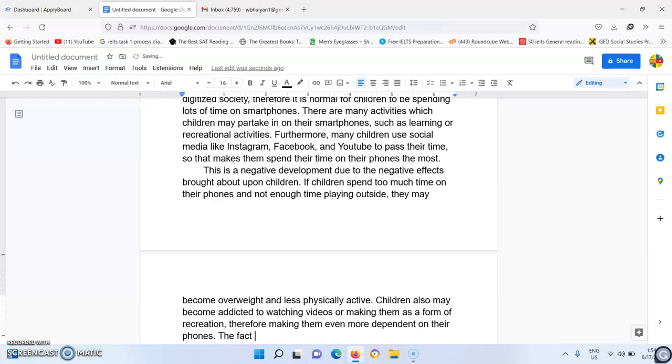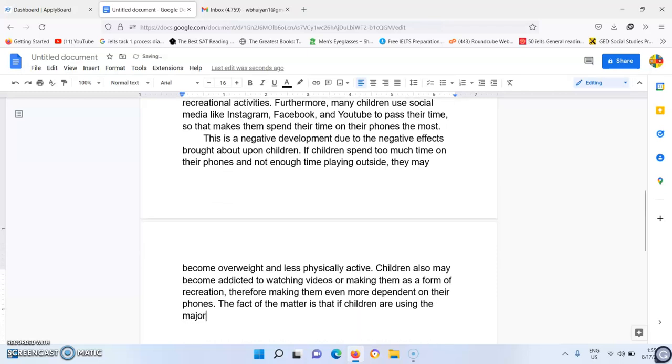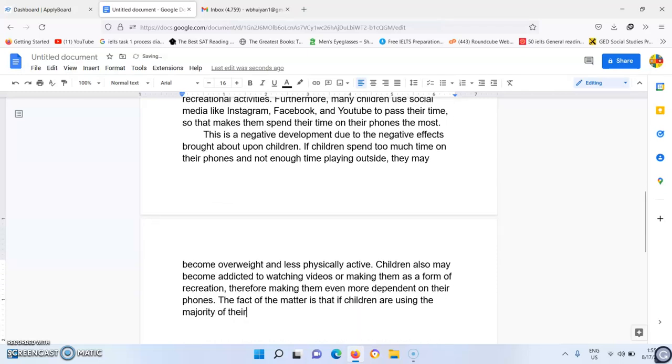The fact of the matter is, if children are using the majority of their time on their smartphones, they will get more and more detached from society. Now let me just put a nice little conclusion on there.